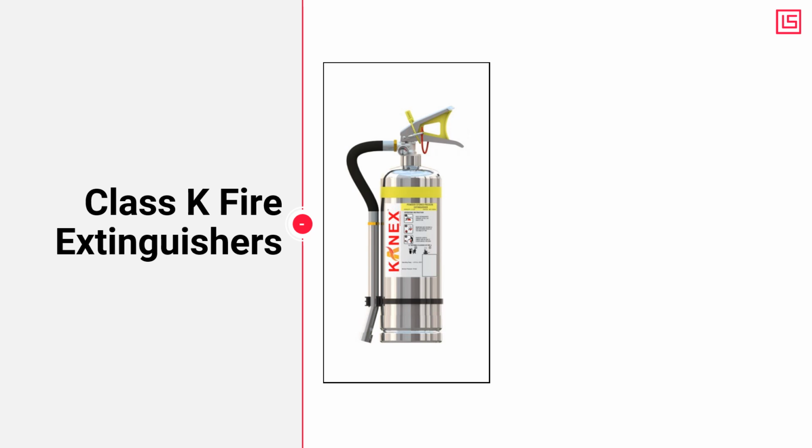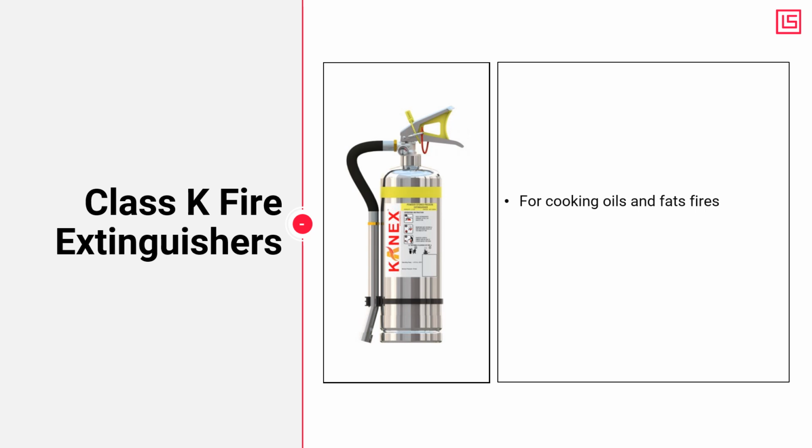Class K fire extinguishers, typically silver or stainless steel, are designed for fires involving cooking oils and fats, often found in commercial kitchens. They typically contain a wet chemical extinguishing agent that is made up of potassium acetate, potassium carbonate, or potassium citrate. These chemicals saponify the cooking oils and fats, which prevents them from reigniting.